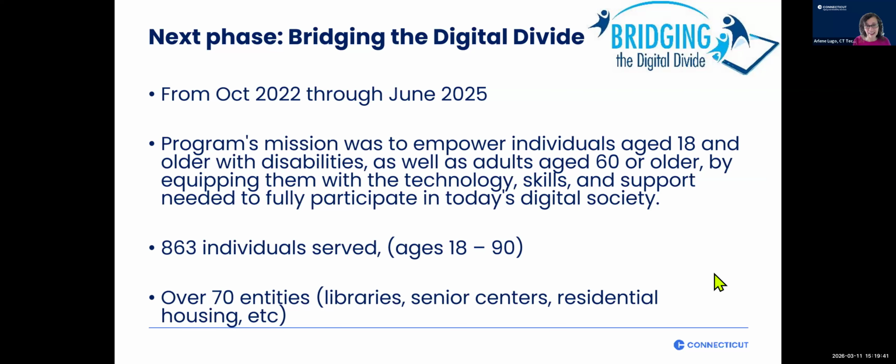So streamlining the process and having a very robust data collection process, we were able to empower individuals, again, 18 and older with disabilities or older adults who are 60 and older, by equipping them with technology, skills, and support to fully participate in our digital society. While Stay Connected focused on providing tablets, our Bridging the Digital Divide program was a little bit broader. First of all, we focused on what technology does the person have in hand? Do they have their own smartphone? Do they have their own tablets or laptops? If they did, we trained them on it. If not, we provided it to them.